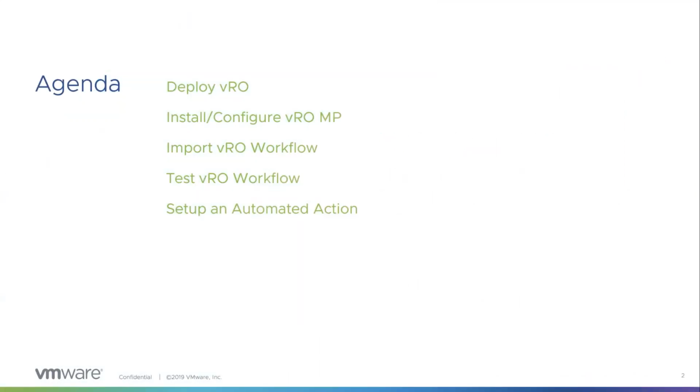Real quick, from an agenda, I'm going to make the assumption that your customers are already using vROps, so I already have that installed, but I don't have vRO, so we'll get to go through that process. I'm going to spin up a vRO appliance, which shouldn't take too long. We'll configure the management pack, and I'll import a vRO workflow that's already existing in vRO out of the box. We'll test that, and then hopefully we'll have some time afterwards to do some automated stuff, which should be pretty cool.